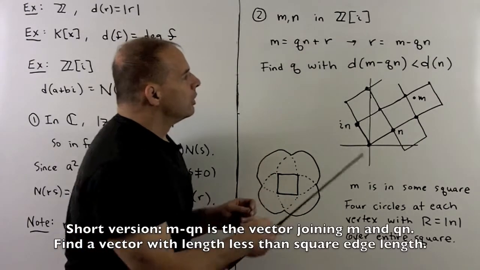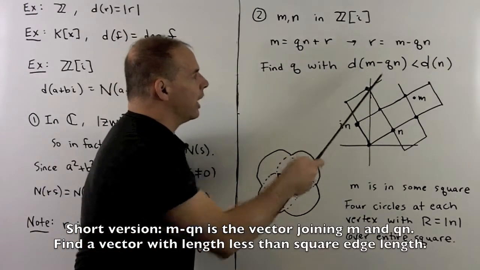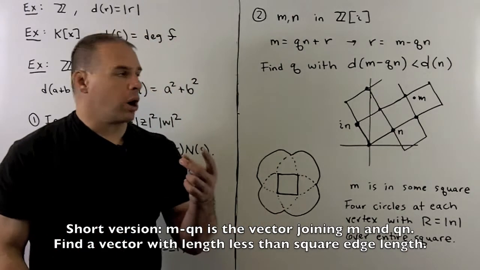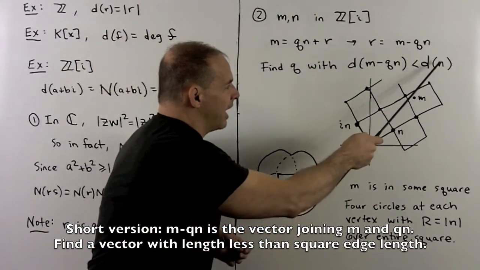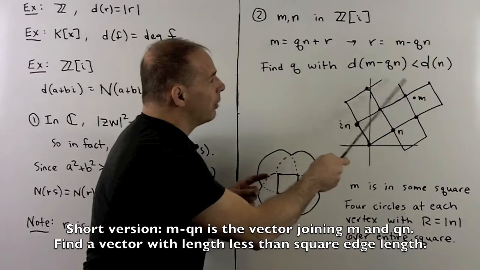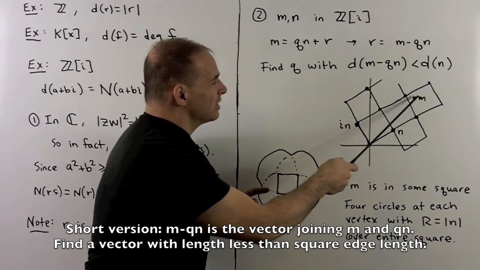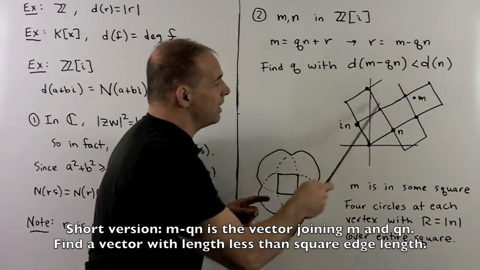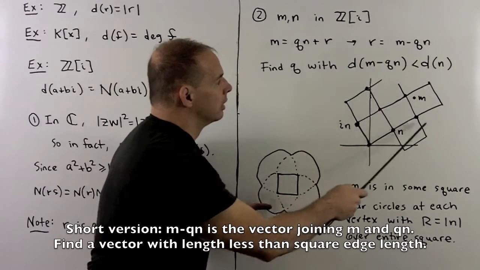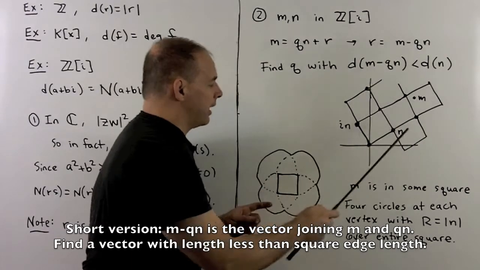Now, to figure out what m minus qn is, to get this less than d of n, I want to find a point on the lattice that's distance less than the modulus of n from m. Now, we can always find that.